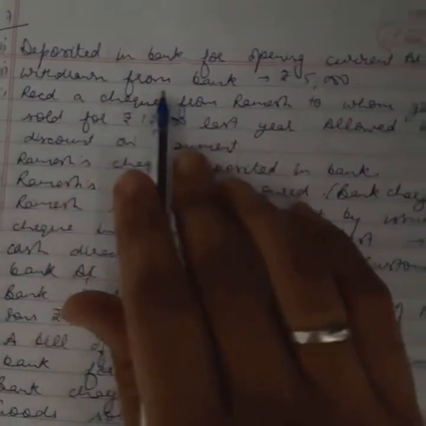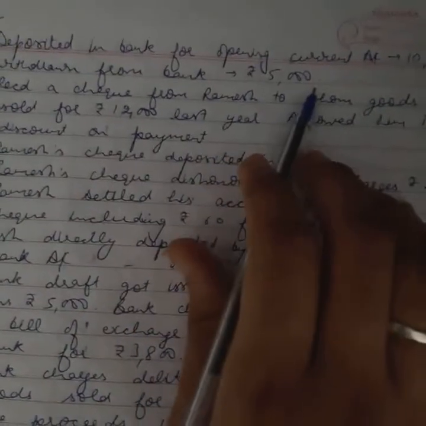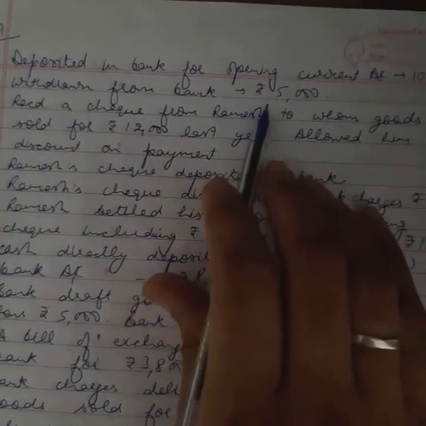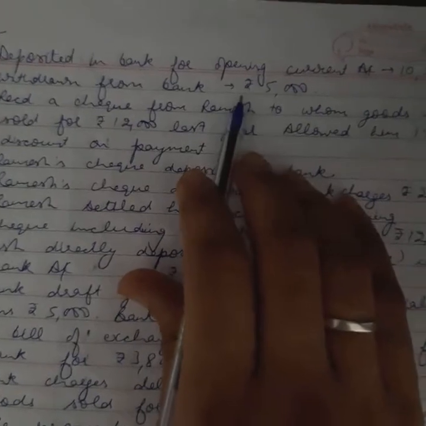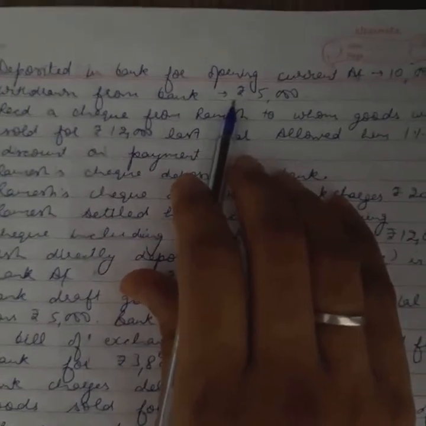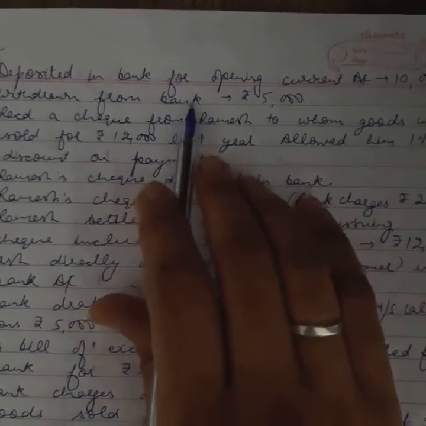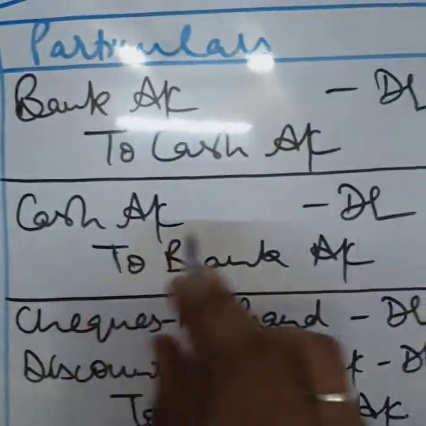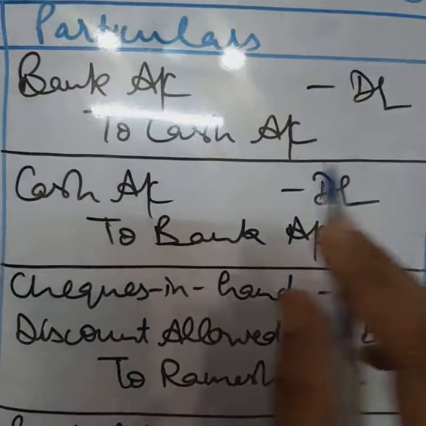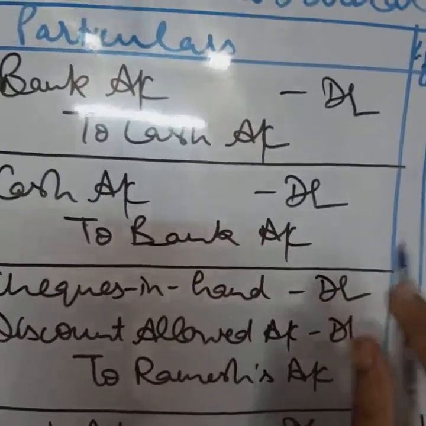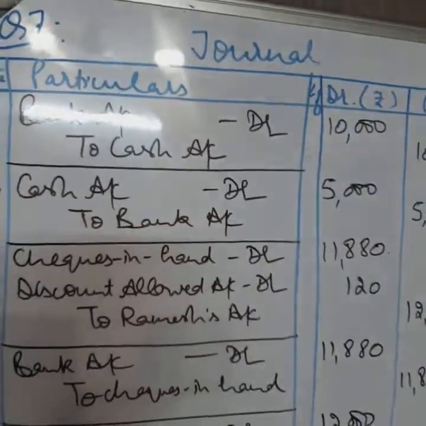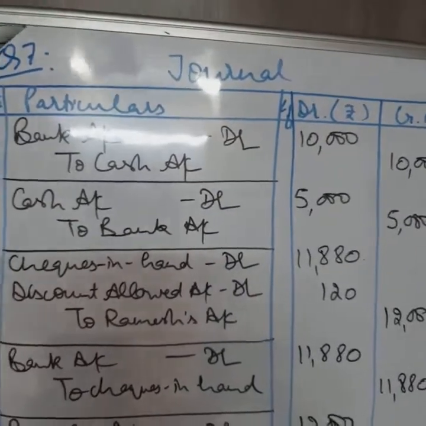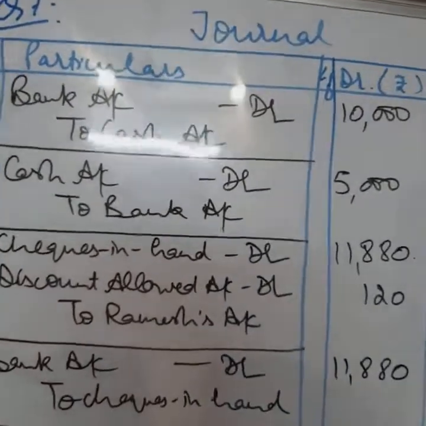Then the second point is withdrawn from bank rupees 5,000. Nowhere it is mentioned that it is for personal use of owner. So we will assume it is for office expenses. So cash is coming into our business, it will be debited, and bank balance is reducing, it will be credited. And entry will become cash account debited to bank account.